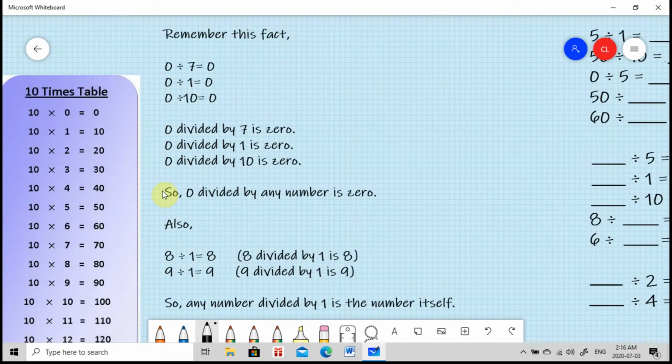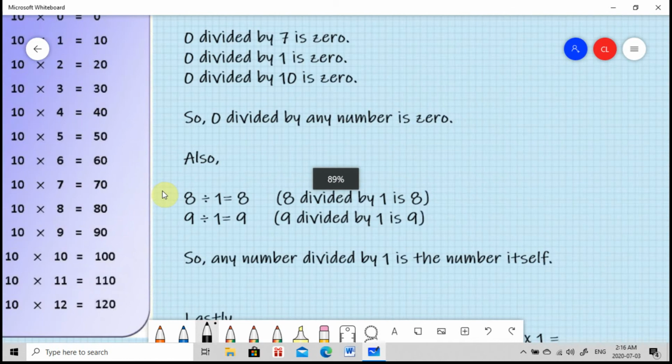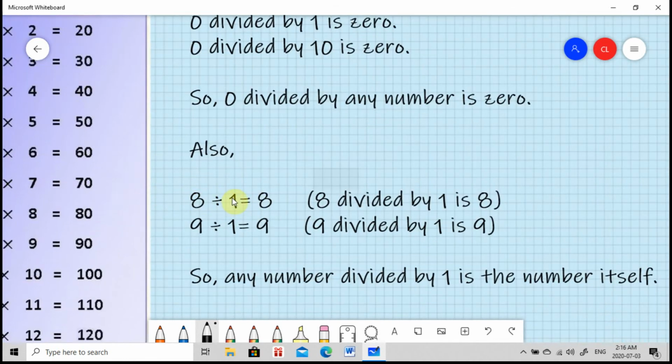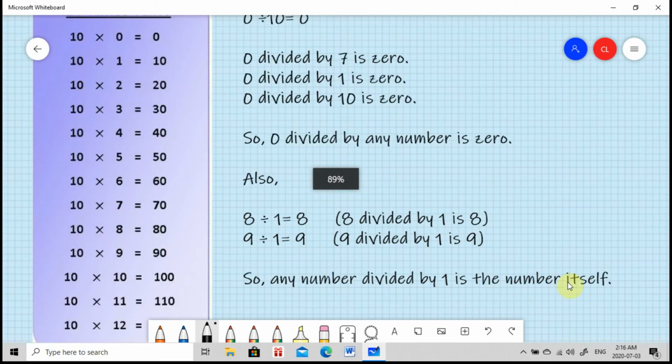Next, for 1, 8 divided by 1 is 8. This one, 9 divided by 1 is 9. So what can we say? Any number divided by 1 is the number itself. So let's say I have 6 divided by 1, I will get 6. If I take 6 and divide by 1, I will get the number itself, which is 6.